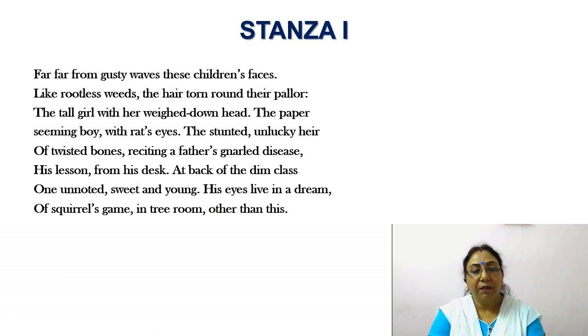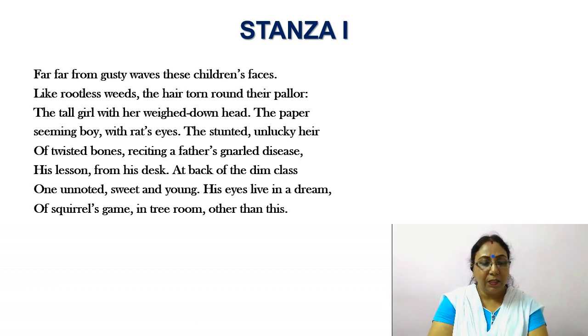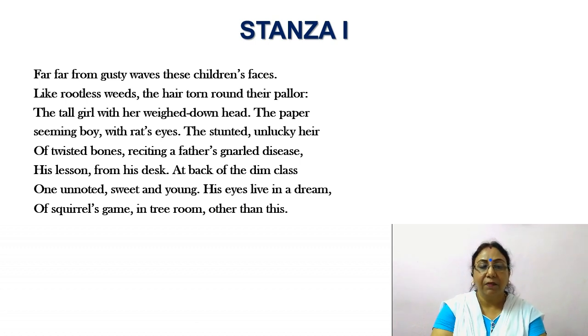Far, far from gusty waves. The poet has repeated the word far twice just to show how far the children are from the world of the haves. Gusty waves is an aspect of liveliness and energy, which can be seen in every child's face. But here, the children who are the students of this slum school classroom, their faces are far, far away from this energetic aspect. Their faces are dull. So the poet says, far, far from gusty waves, these children's faces, like rootless weeds.